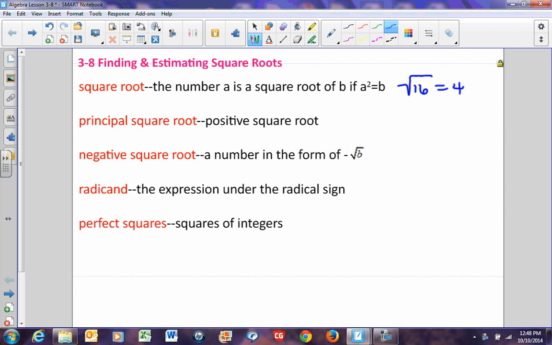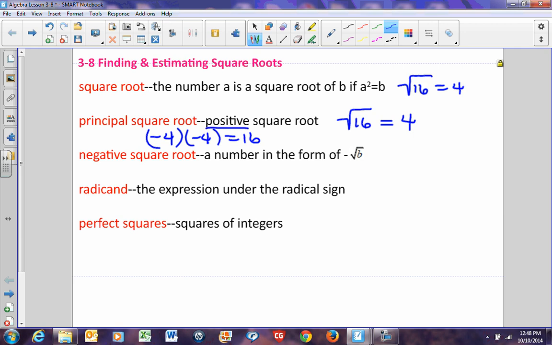The principal square root is the positive square root. If I ask you for the square root of 16, the principal square root is 4. Every number always has two square roots, a negative and a positive, because negative 4 times negative 4 equals positive 16 as well. But negative 4 is not the principal square root. The principal square root is always the positive square root.